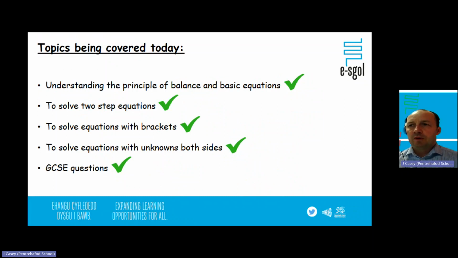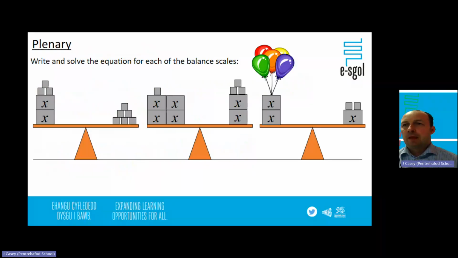Okay, so let's have a look at what we've covered. We've looked at the principle of balance, and you're probably bored with me saying whatever we do one side, we do to the other, but that is a big principle of solving linear equations. We've solved two-step equations, then we've done some with brackets, then we've done some with unknowns both sides, and then we tackled a few GCSE questions. Okay, so a little bit of a plenary just to finish off.